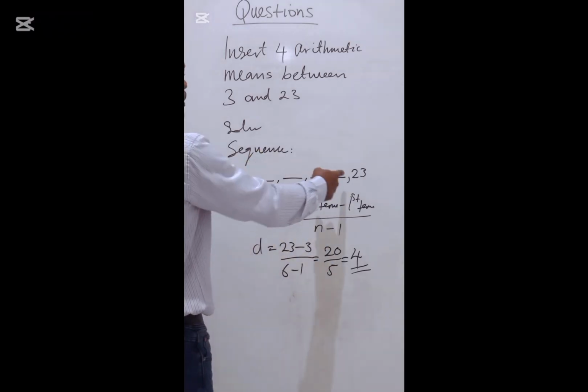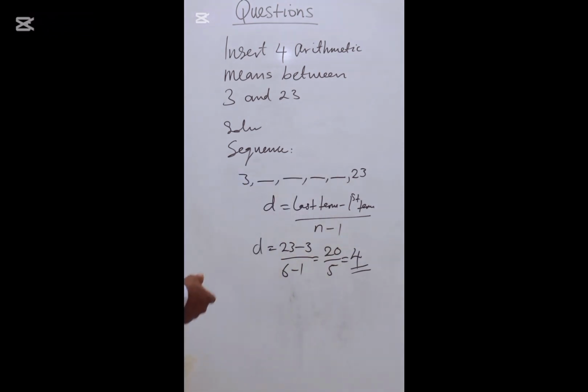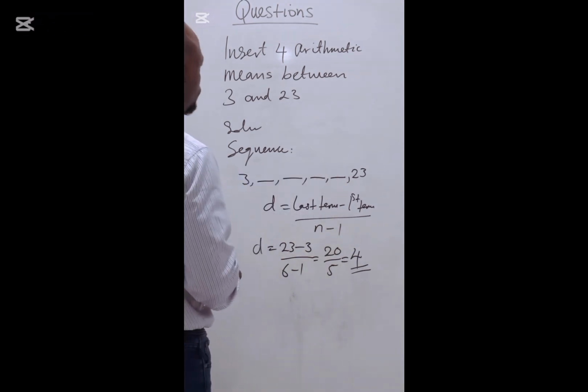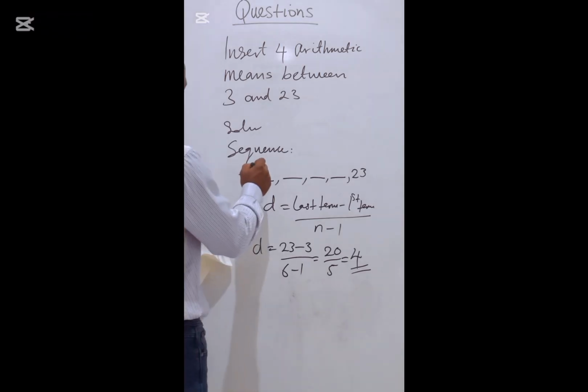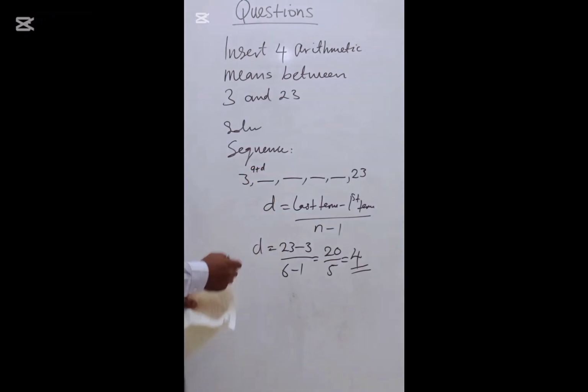So how do we insert the unknown values into the sequence? To do that, we know that to get the second term in the sequence, all we need to do is add the common difference to the first term. So first term A plus common difference D is 3 plus 4, which is 7. Therefore, the second term in the list is 7.